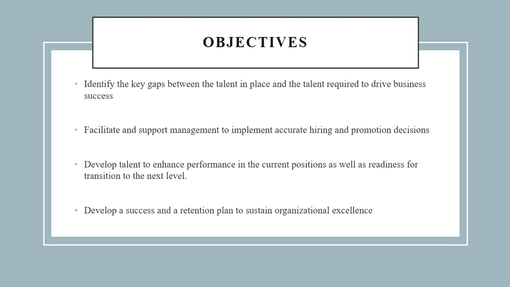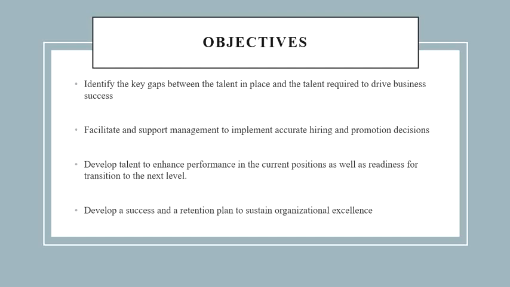Now, the most important aspect is, what are the objectives of talent management? The first and foremost is identifying the gaps between the talent in place, the ones that are working for you, and the talent required to drive business success, right? There is a gap between the skills the people who are actually working possess while performing their duties and responsibilities, and the skills that are required to increase business success, which they do not have. You need to identify the gap between the two, right?